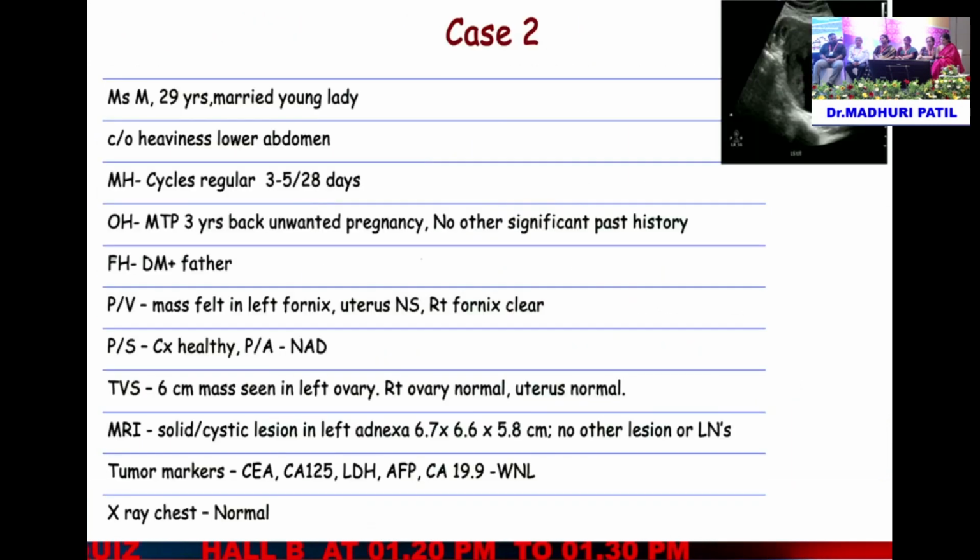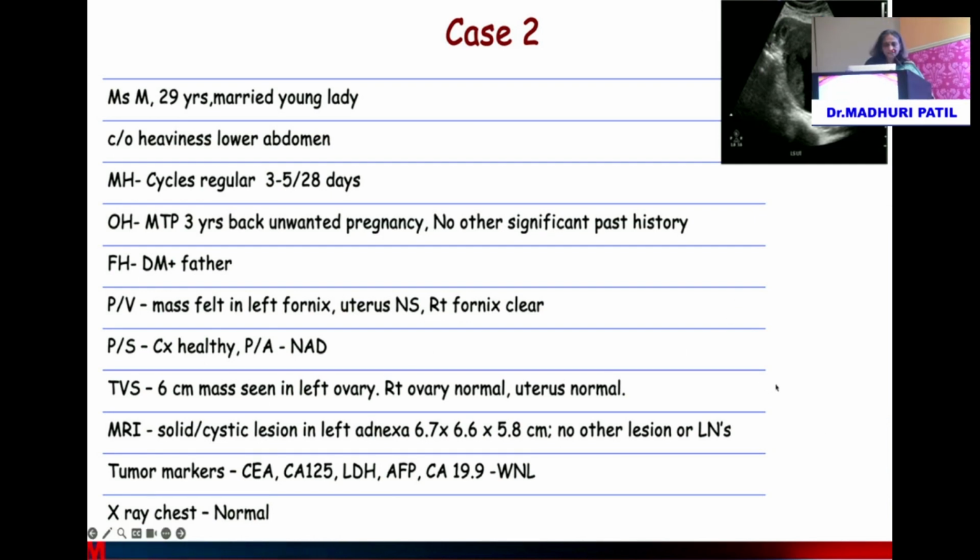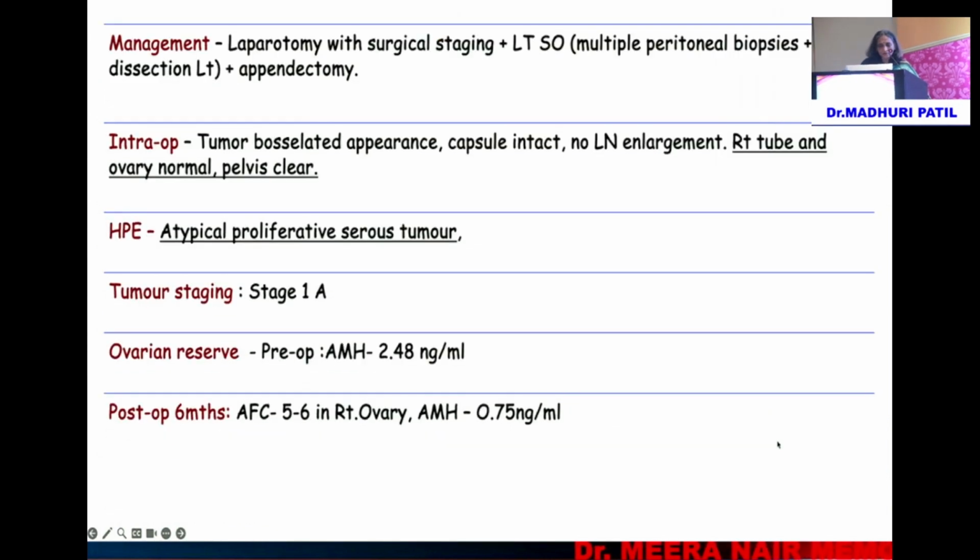So this was another patient who was 29 years, who was married, and the MRI showed a solid cystic lesion in the left adnexa. There were no other lesions or lymph nodes, and all the tumor markers were within normal limits. X-ray also was normal. So laparotomy with surgical staging with left salpingoophorectomy was done, and multiple peritoneal biopsies plus lymph node dissection were done with appendicectomy.